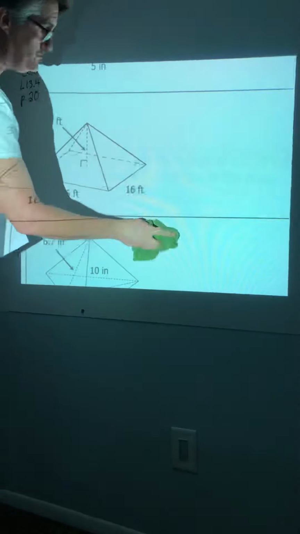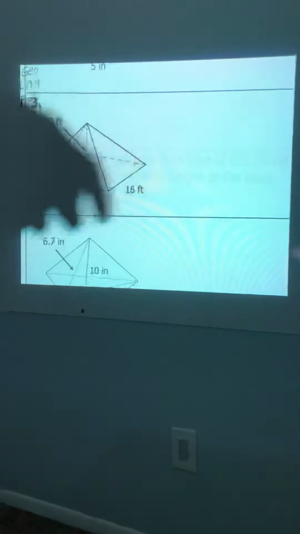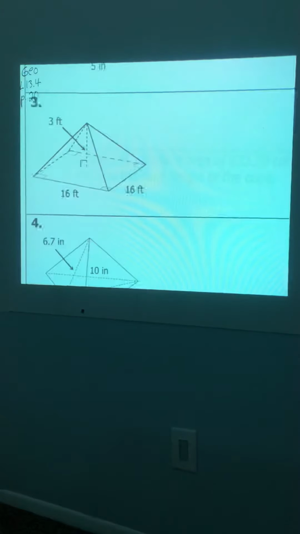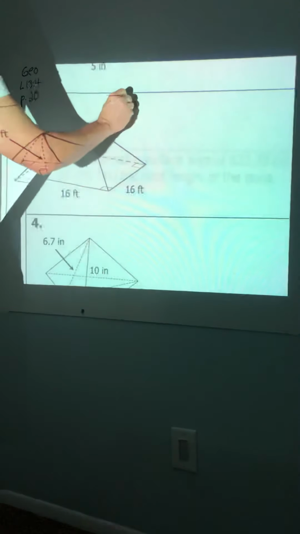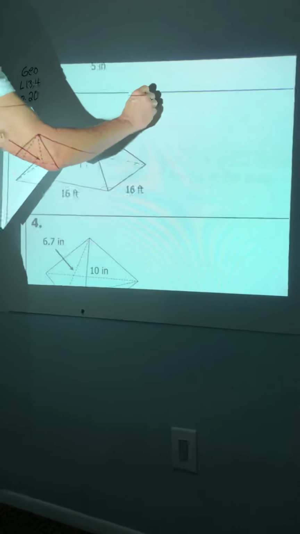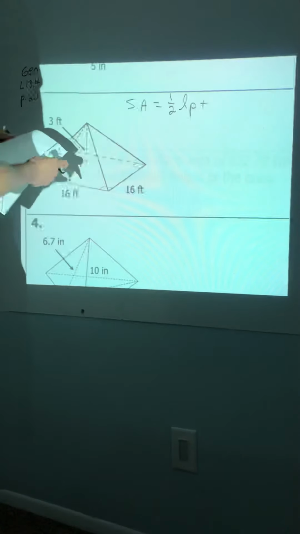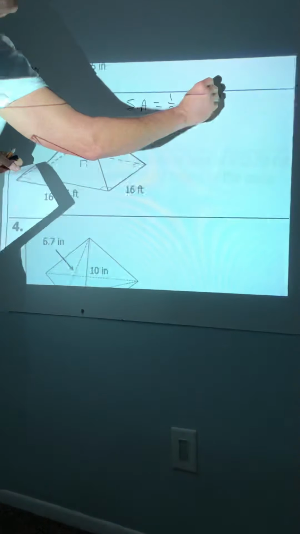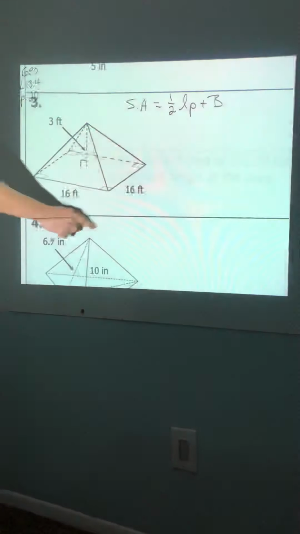Okay, so the directions are the same. They want us to find the surface area. We haven't graduated to volume yet. Don't worry, be patient. And really the hardest part is realizing it's a square pyramid, and here comes your surface area formula: 1/2 LP plus area of the base. Alright, so let me see. I have the square is 16 by 16.